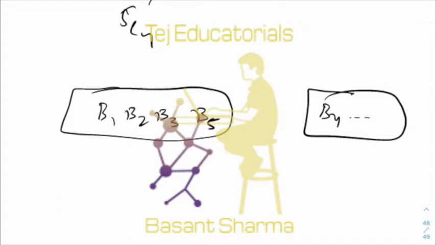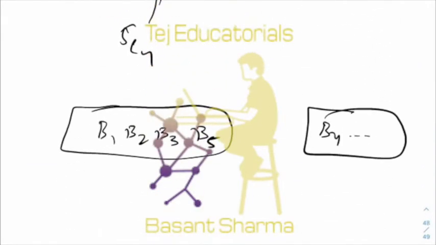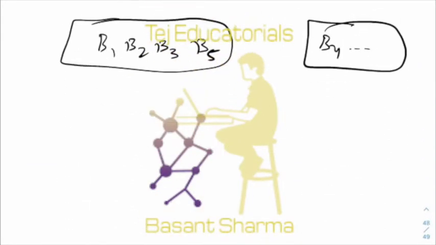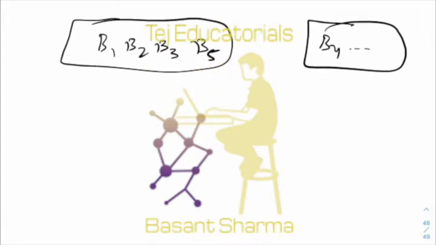You get my point? We are concerned about selection, we don't care about ordering. So there is overcounting in this method, 5C4 into 13C7. That's why this is an erroneous logic. There is overcounting that's happening in this argument because of the logic that we have applied.